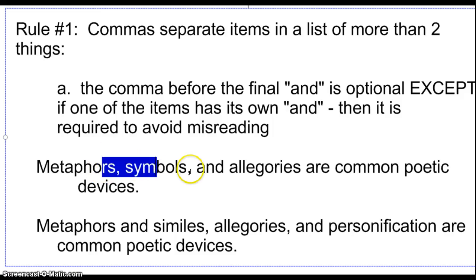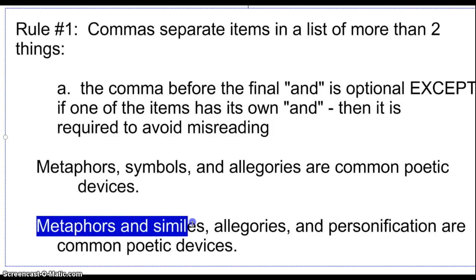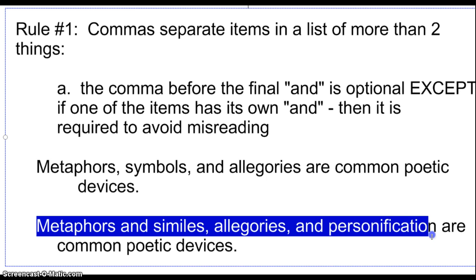There is one time when this comma here before the final and is optional, and that's when one of the items in the list has its own and. And our goal then is to use the comma before the final and to prevent misreadings. So down here we can see we have item number 1 in the list, metaphors and similes, item number 2, allegories, item number 3, personification.